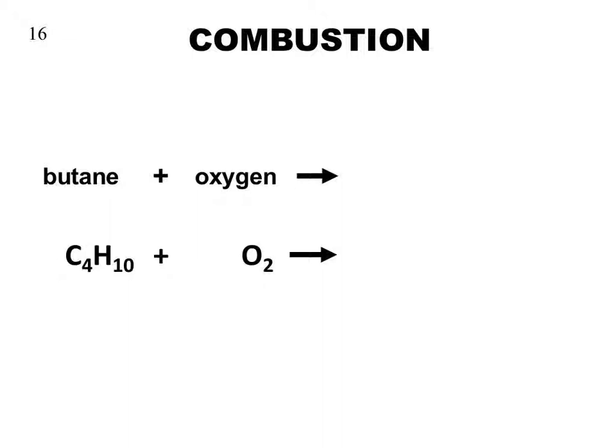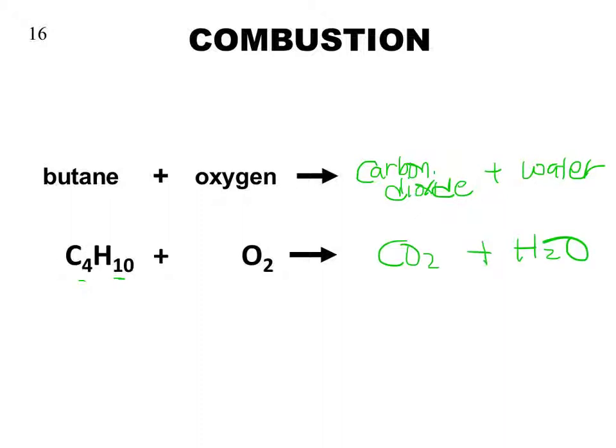For butane, butane has 4 carbons and 10 hydrogens. Again, it always reacts with oxygen, and it forms carbon dioxide and water. So let me go ahead and write the chemical formula. Now that I have this, let's go ahead and finish it off by balancing the reaction. You should end up with 2 butanes, 13 oxygens, 8 carbon dioxides, and 10 water.